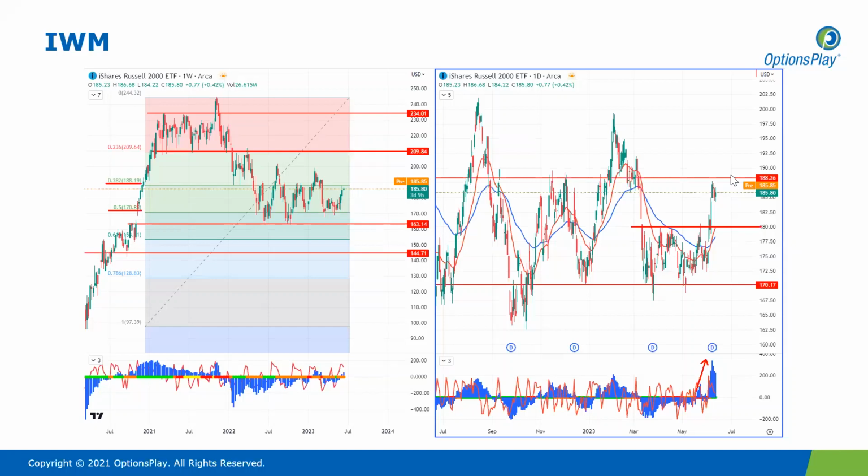But if we do get a breakout of 188, that does open the door nicely to 200, which is another resistance area, and 210, which is a 23.6 fib level. So those are the two other key areas to the upside that I am looking at for IWM.